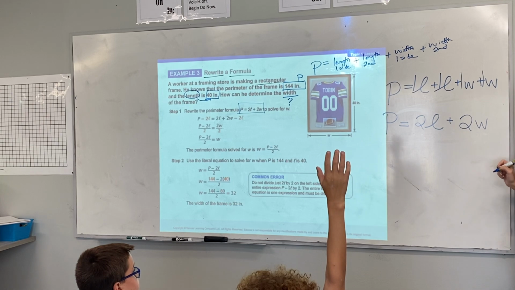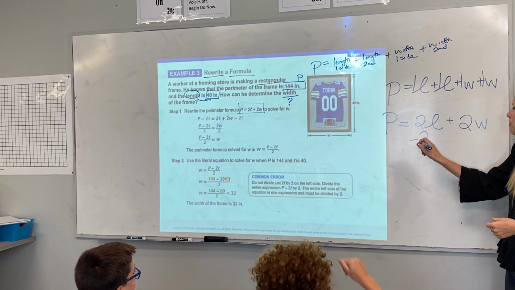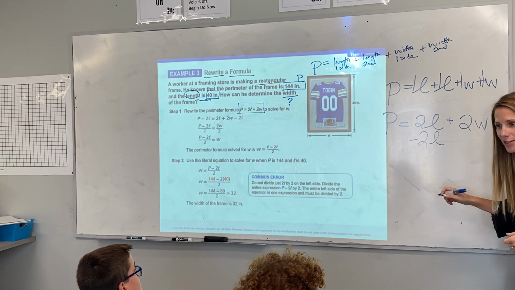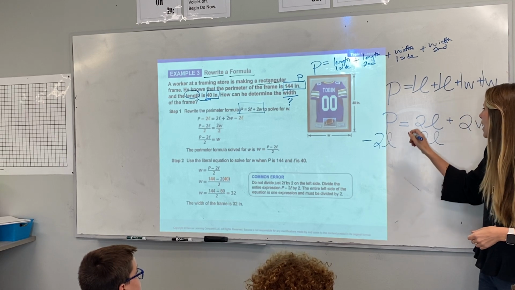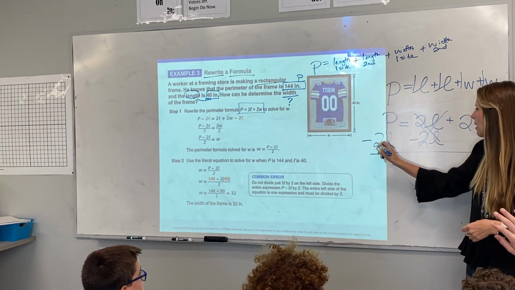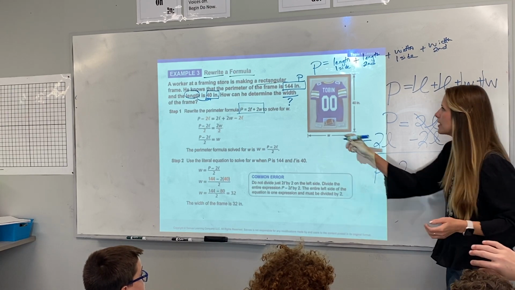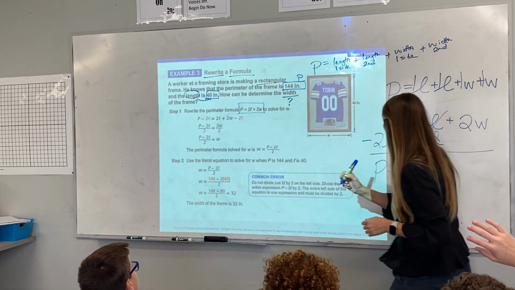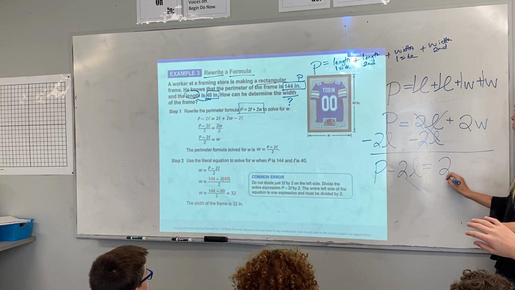Yes, you subtract 2L from that side and you put it to the P. Good, that's going to be our first step. Subtract 2L, I'll let you do the next one from yourself. Subtract 2L, and that's definitely on the right track. We have P minus 2L. We're not solving anything yet. We're rewriting, guys, rewriting the formula. P minus 2L equals 2W.